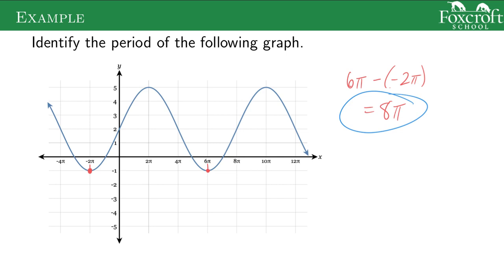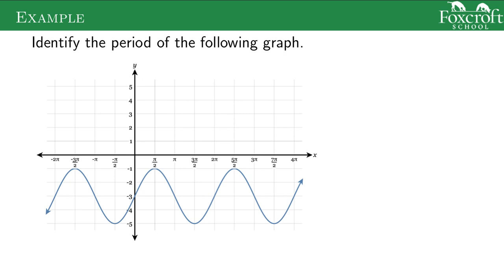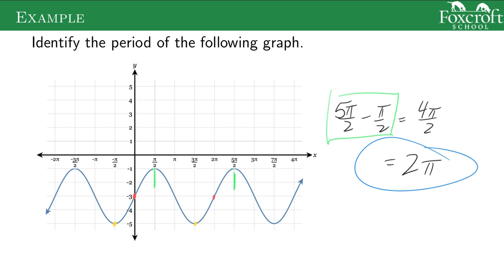You could also see that by going from this point to that point, 0 to 8 pi. You also see it from 2 pi to 10 pi. All right, there's a bunch of different ways you can find the period of a graph. I'm going to go ahead and identify the period of this sinusoidal function. All right, the final answer you get is 2 pi. There's a lot of ways to get there. You can use the yellow points, the red points, or these green points. I used the green one, so 5 pi over 2 minus pi over 2 simplifies to 2 pi.